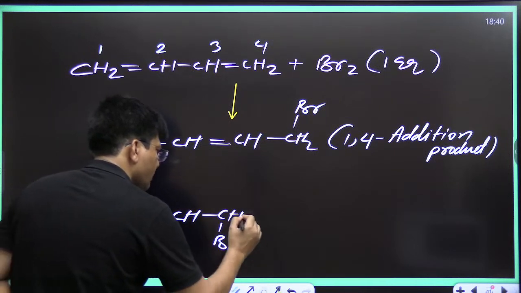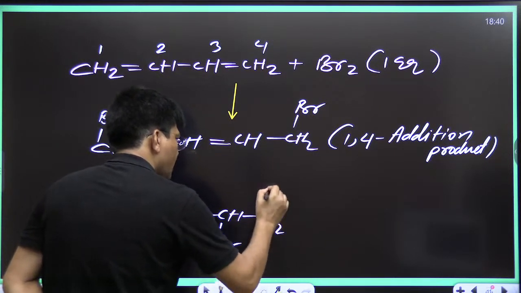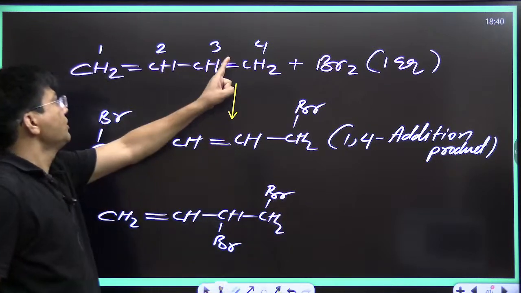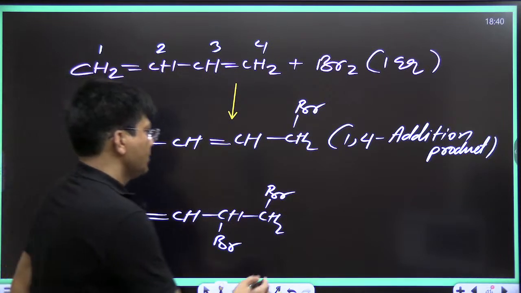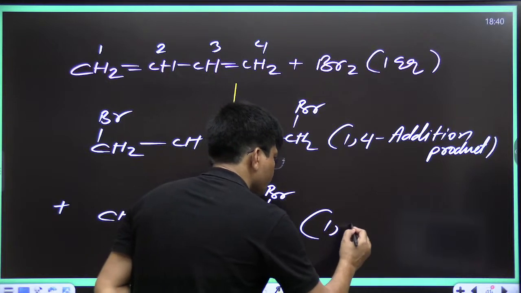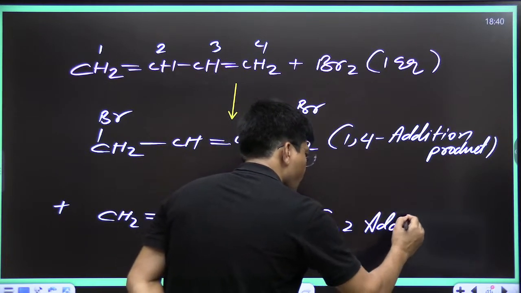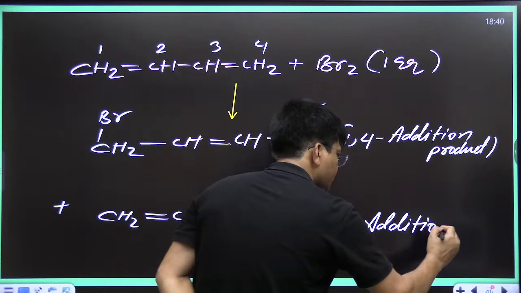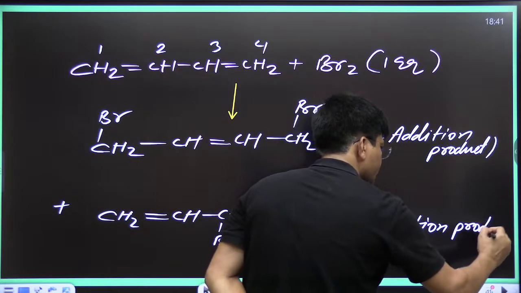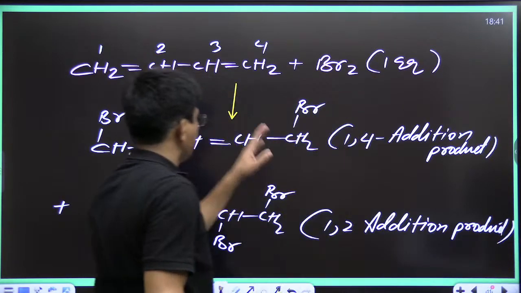Now another product is like this: CH2 double bond, CHBr, CH2Br. That means one Br added on first carbon and second carbon. So we will say 1,2 addition product. My dear friends, what do you think?